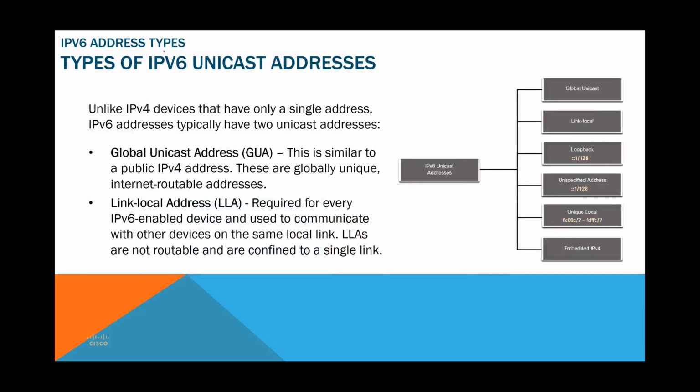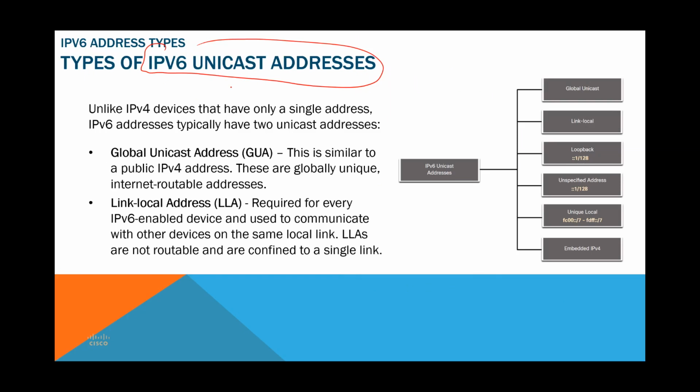Here we are again. Types of IPv6 unicast address. So even the unicast address, you get different types. Just like when we were talking about IP addresses, we talk about private IP, we talk about public IP. We have a similar concept also in IPv6.